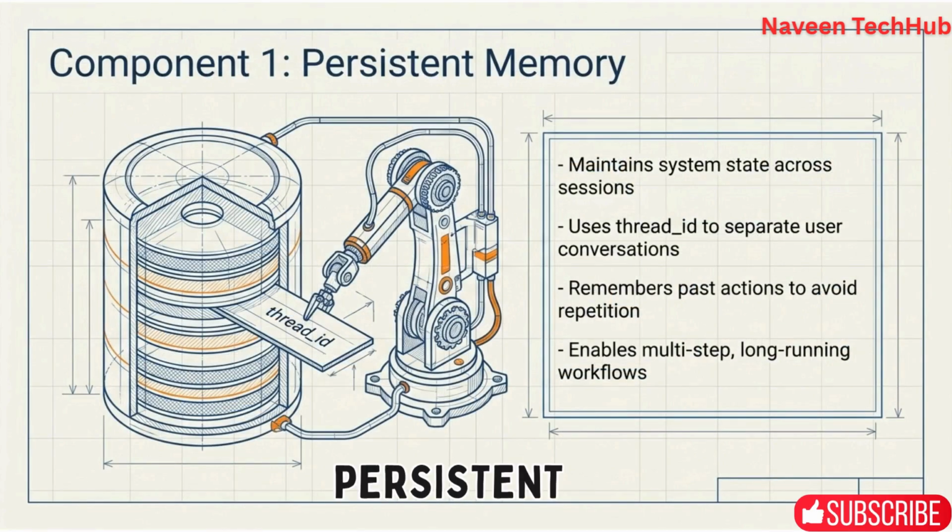Component 1 is persistent memory. This maintains system state across sessions, avoids repetition by remembering past actions, and enables complex multi-step workflows to run smoothly.